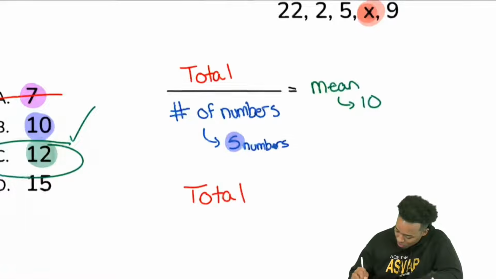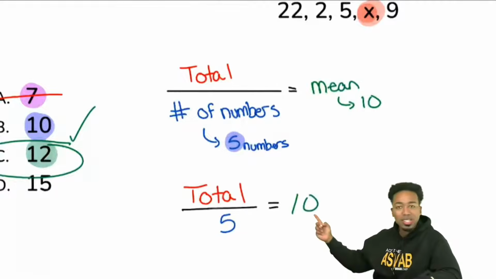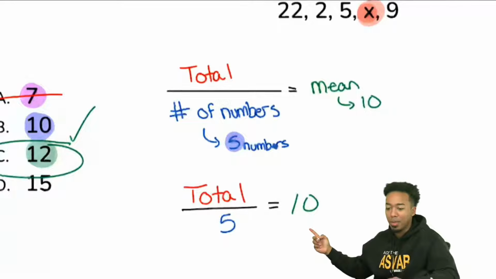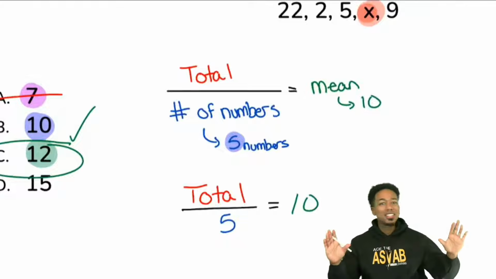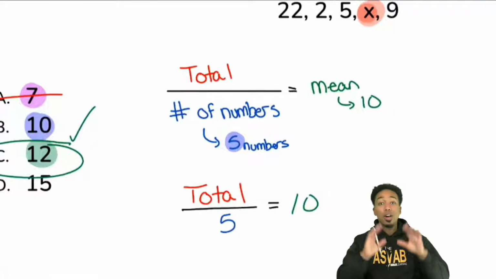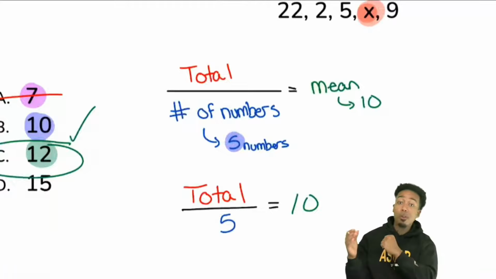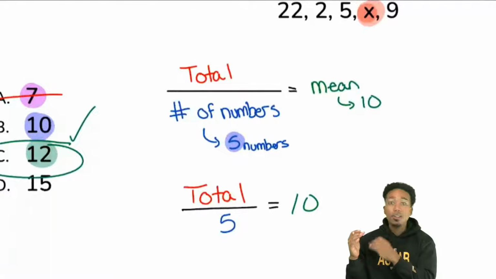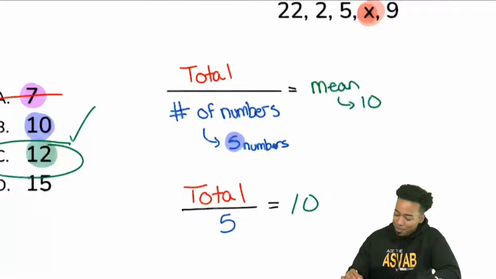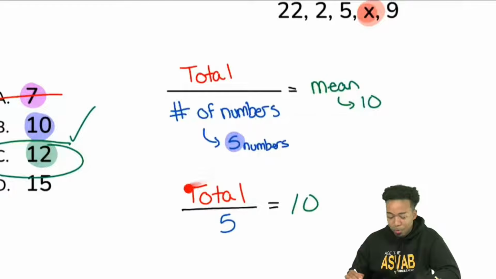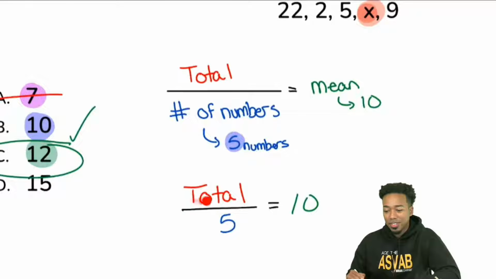We have the total up top. We have the 5 on the bottom. And we have the 10 on the other side. We set this up at the very beginning of the problem. This is one of the first things we did. My party people, if we're doing basic solving equations, to solve an equation, you got to work backwards. Opposite operation. Do the same thing to both sides, right? What would we need to do to both sides to get the total by itself? We need to multiply both sides by 5.